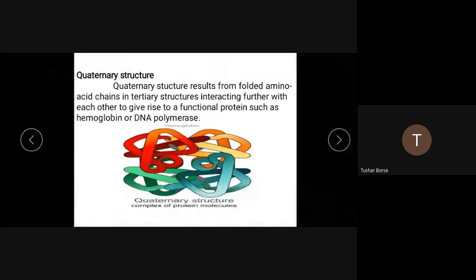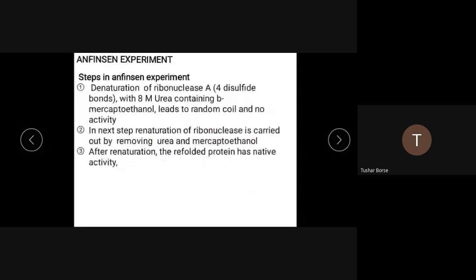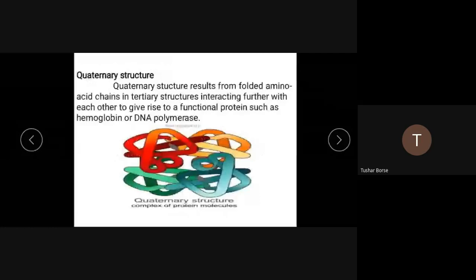Yes, yes. Okay. Then quaternary structure. Quaternary structure results from folded amino acid side chains in tertiary structure interacting further with each other, giving rise to a functional protein. A well-known example of quaternary structure is hemoglobin or DNA polymerase. Proteins fold in four different stages with different interactions between them.